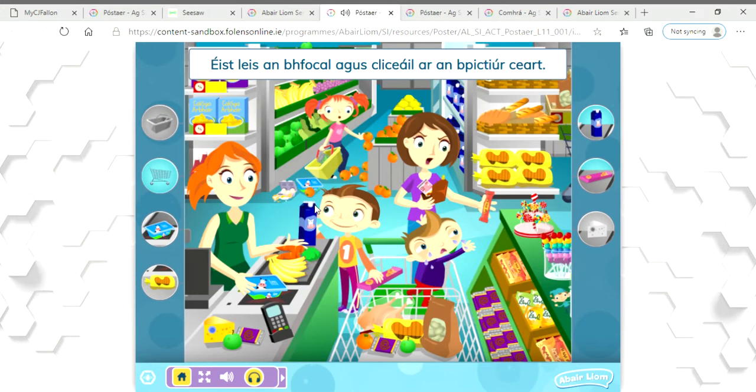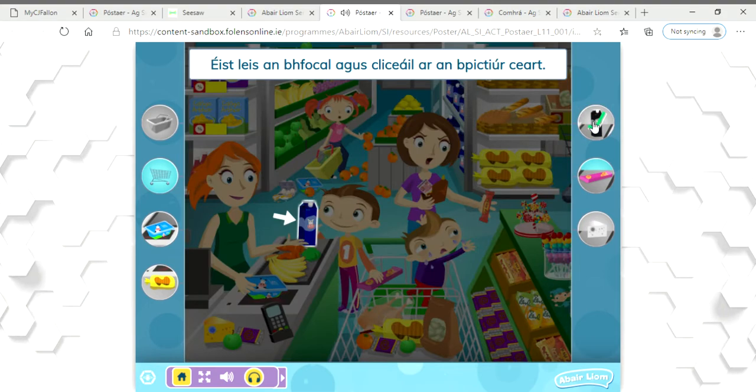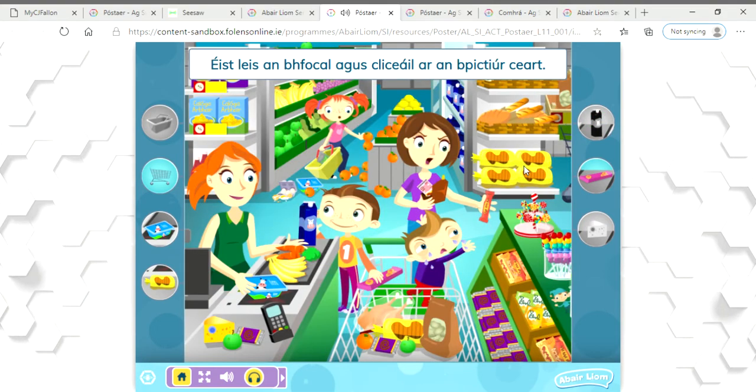Bainne. Bainne. Okay, bainne is milk. Cá bhfuil an bainne? Okay, so tá bainne sa phictiúr, ach tá bainne, the milk, is over here. Briosca. Biscuits. Cá bhfuil na briosca? Where are the biscuits? Tá briosca ina lámh. They're in his hand. But with the pictures, let's have a look over here. Briosca.